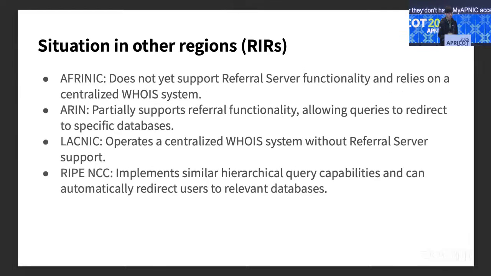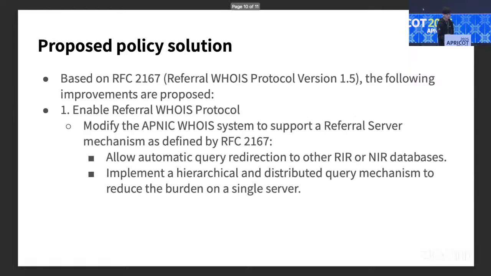Yeah. All right. So this is the situation in our regional IRs. Only ARIN implements this referral WHOIS protocol, and other IRs do not. As you can see, I listed all of our regional internet registries. So the proposed policy solution is: the referral WHOIS protocol is defined in RFC 2167, which I think was made in 1997. It's not a new protocol. So APNIC can try to enable the referral WHOIS protocol, which allows queries to automatically redirect to other IR and NIR databases and implement a distributed query mechanism rather than a single server.